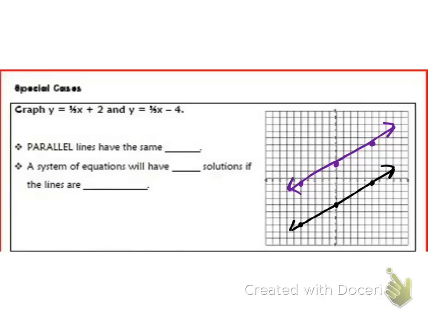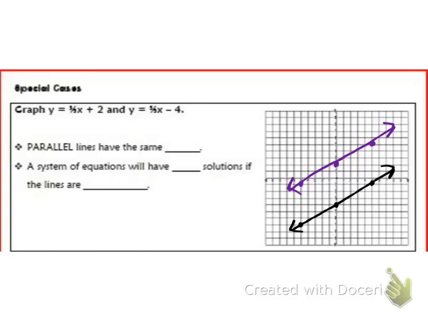And I went ahead and graphed them in two different colors so you could clearly see the two different graphs without there being a problem. And hopefully you guys have the same graph that I have and you can see that the lines are parallel. Well, parallel lines by definition never meet. So that's our first special case as far as systems of equations are concerned.